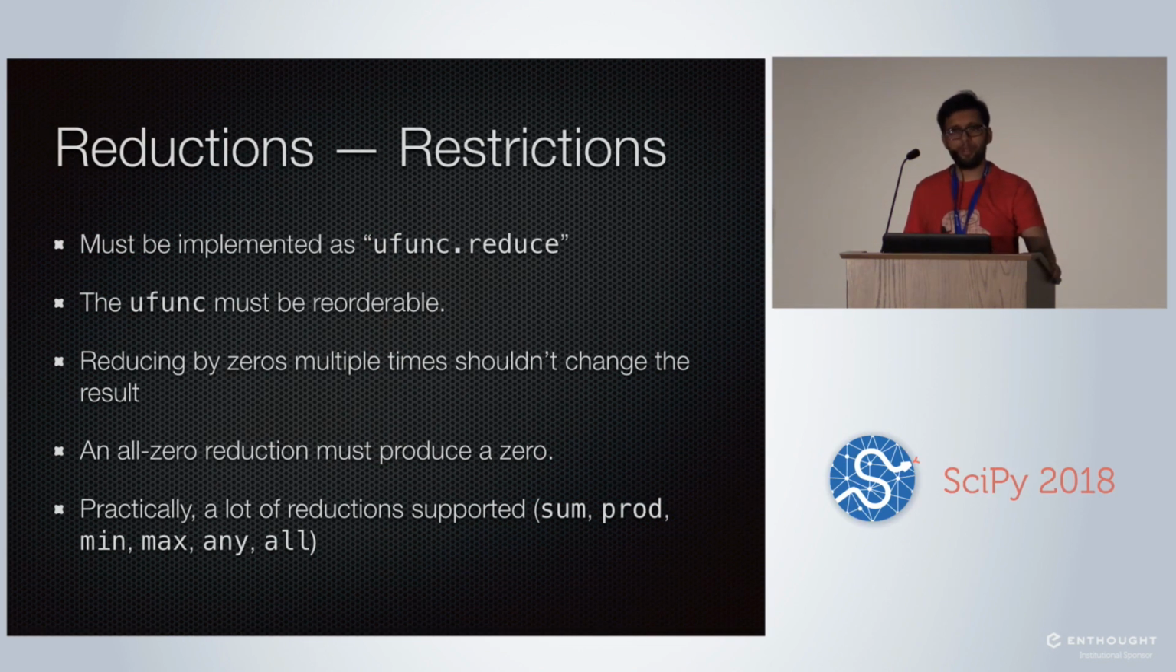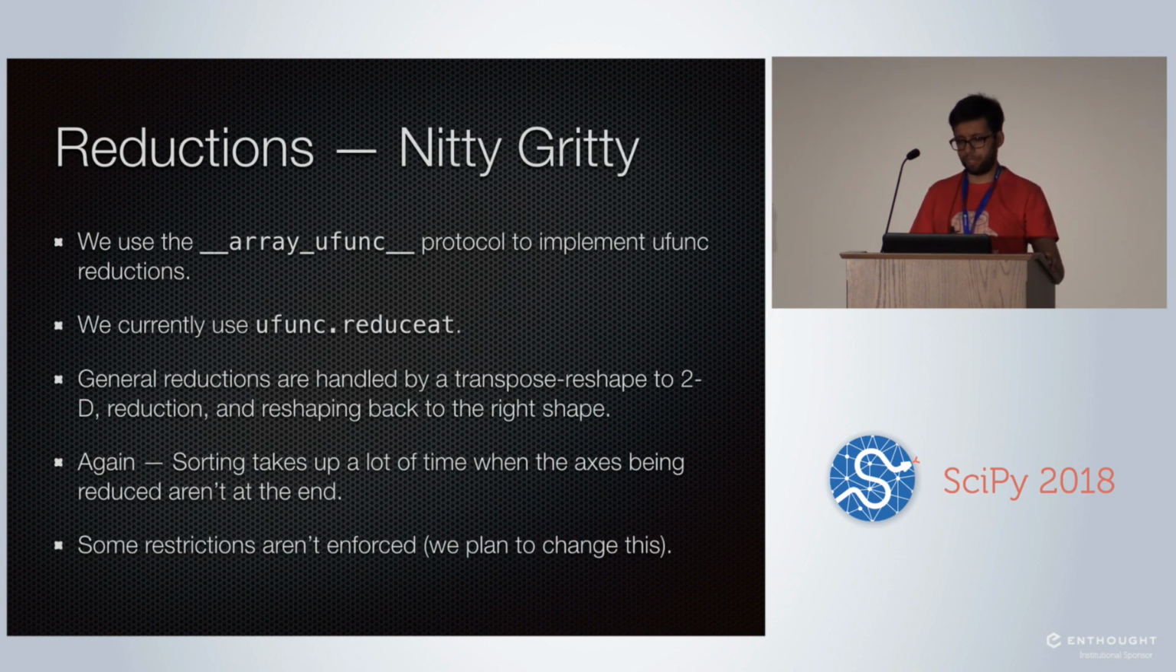For those of you following this algorithm, you may have realized that these are the restrictions that you would have. But in practice, a lot of reductions are supported. Sum, prod, min, max, any, all are all supported. In the future, we plan to add argmin and argmax as well. We also use the array ufunc protocol for reductions. So sum, min, all ufunc reductions work with the restrictions that we specified before. Sorting takes up a lot of time still, so we're working on improving that. And general reductions are implemented by transposing and reshaping to a two-dimensional array and doing it in the reverse order at the end.